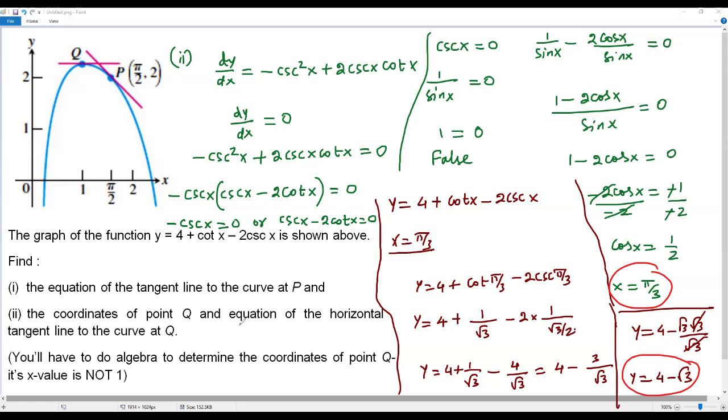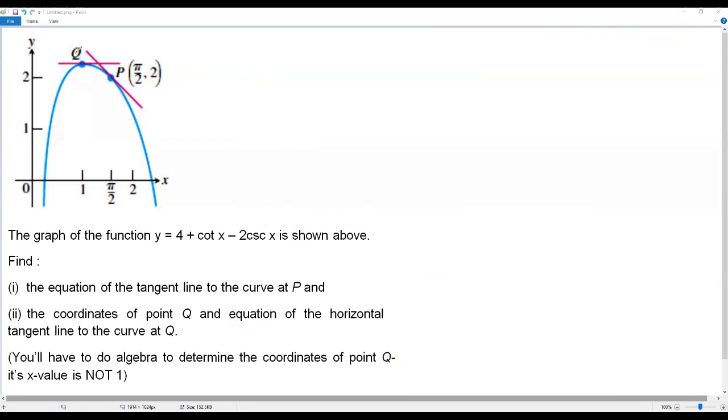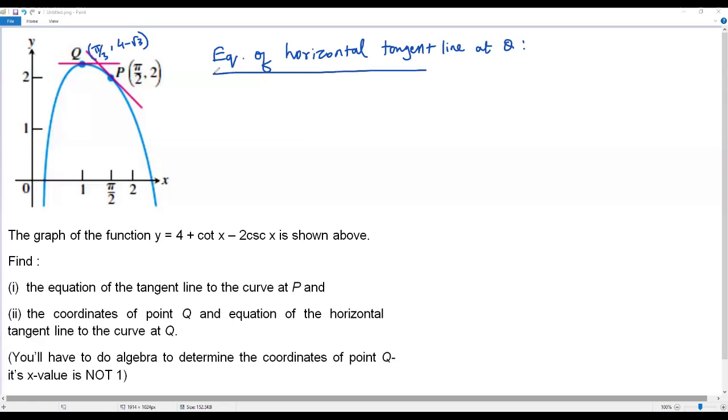Now I need to find the equation of the horizontal tangent line to the curve at Q. Let me erase the stuff over here and mark the coordinates of Q, that is pi over 3 comma 4 minus square root of 3. Now let's find the equation of the horizontal tangent line to the curve at the point Q. Equation of horizontal tangent line.